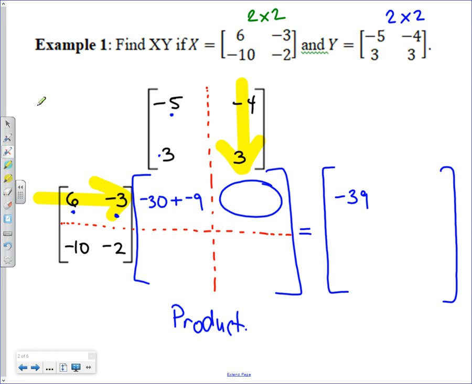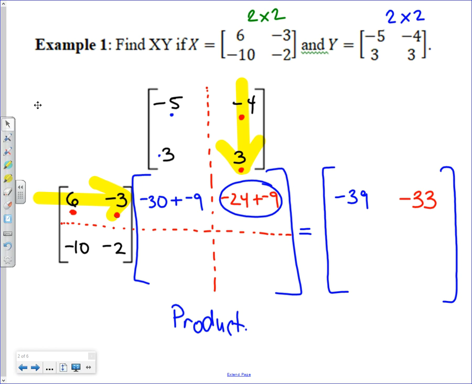So I'm going to take the first element here times the first element in that column. 6 times -4, -24, plus -3 times 3 is -9. I'm going to add these together. -24 plus -9, -33.